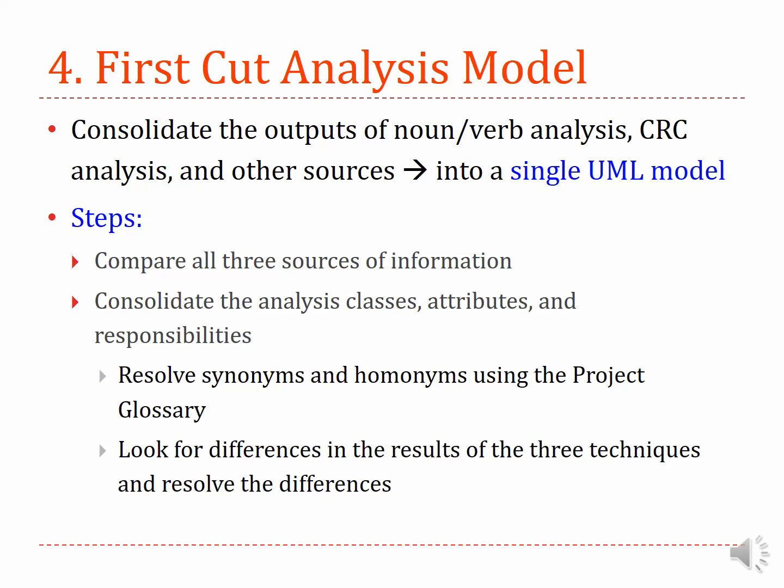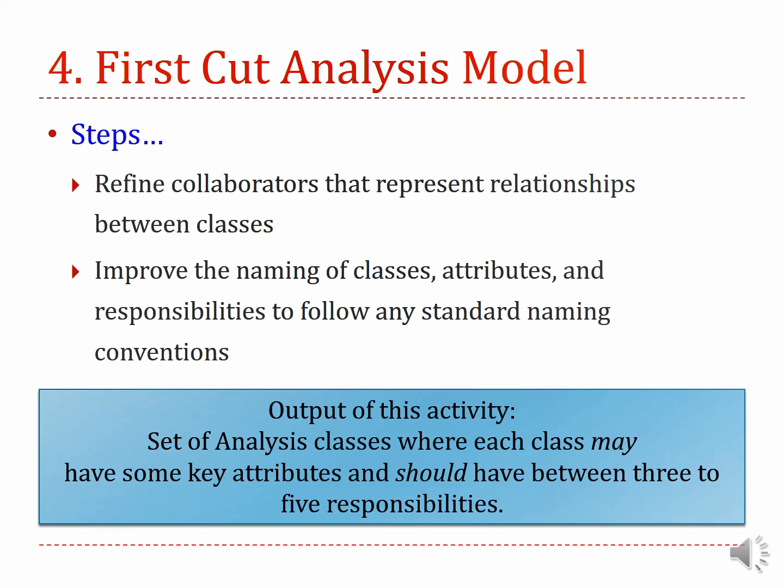Next, we move on to the first cut analysis model. After completing all three techniques, the identified classes are combined to create a first cut analysis model. During this stage, duplicate classes are removed, similar names are standardized using the project glossary, and the relationships between the classes are refined. So the final outcome is a well organized set of analysis classes containing important attributes, 3 to 5 responsibilities, and appropriate collaborations.